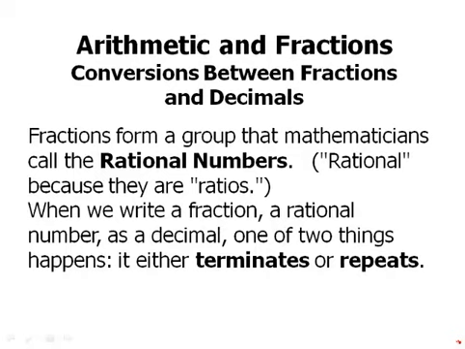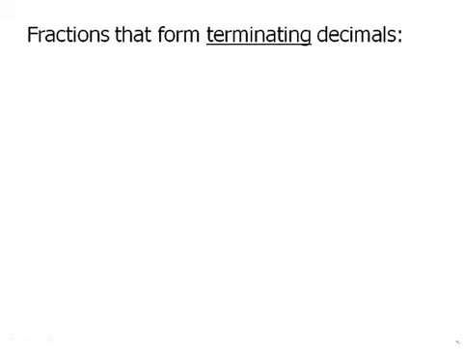Well, those are fancy words. What does that mean? Fractions that form terminating decimals. And of course, terminating simply means coming to an end. So very simply, if we write 1/4 as a decimal, it's 0.25. After two places, the decimal just comes to an end. There's no more decimal after that. There are just two decimal places. That's a terminating decimal.